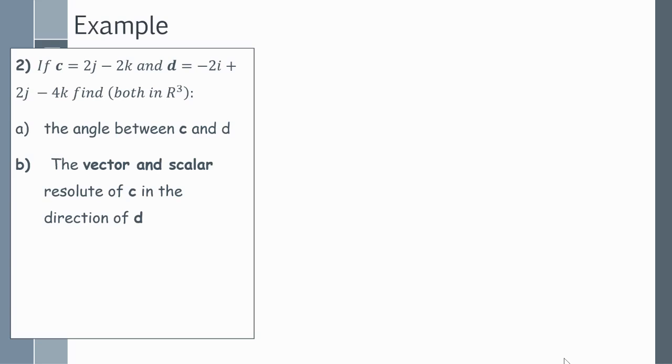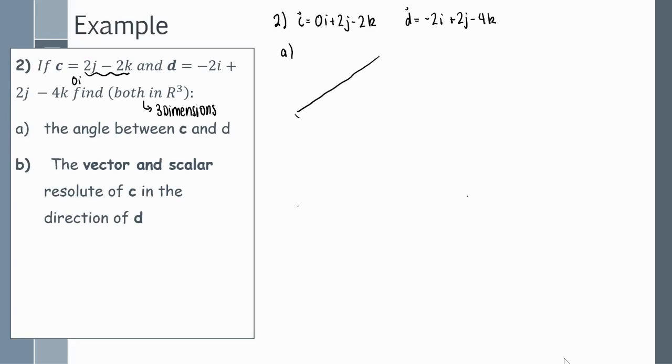Notice before you start that C doesn't appear to have an i component, but that just means its i component is 0. So we write that in. We write C is equal to 0i plus 2j minus 2k. D, we know that was minus 2i plus 2j minus 4k. By putting the 0 in front of the i, you avoid mistakes when it comes to things like the dot product. Let's find the angle between C and D.